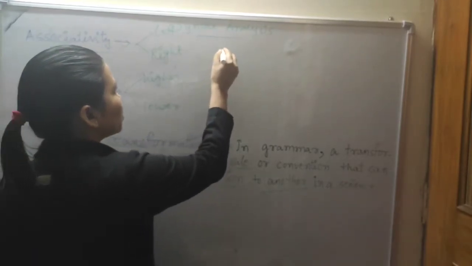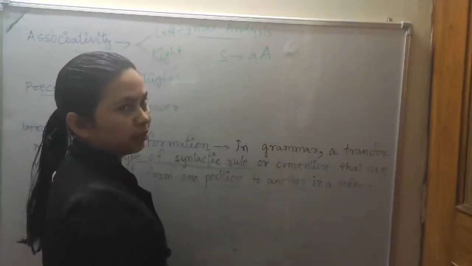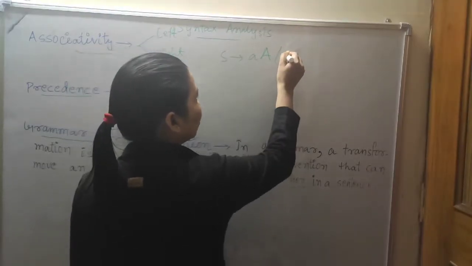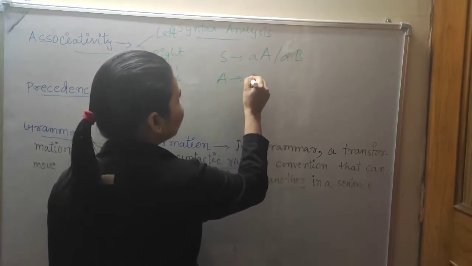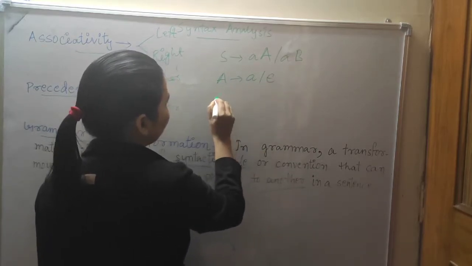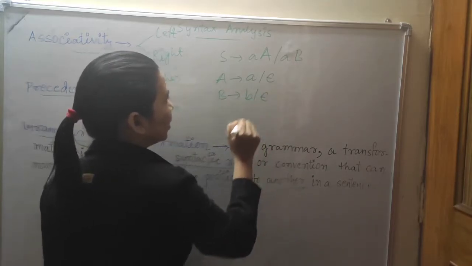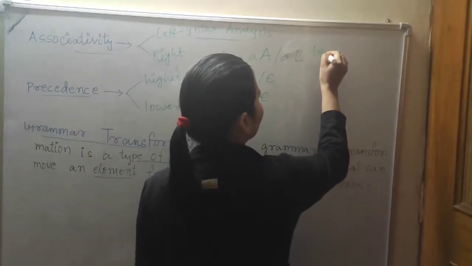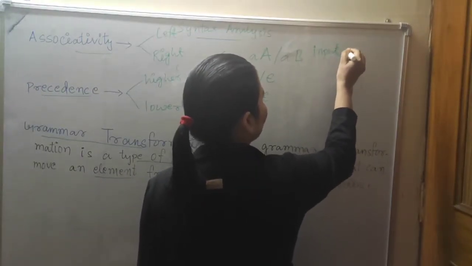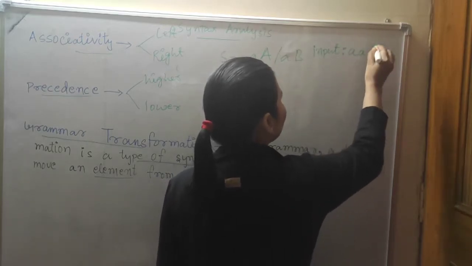as given. Suppose S goes to A or A B, A goes to A or epsilon, B goes to B or epsilon. This is the grammar that has been given. If the input is given, we have to generate the parse tree for AABB.